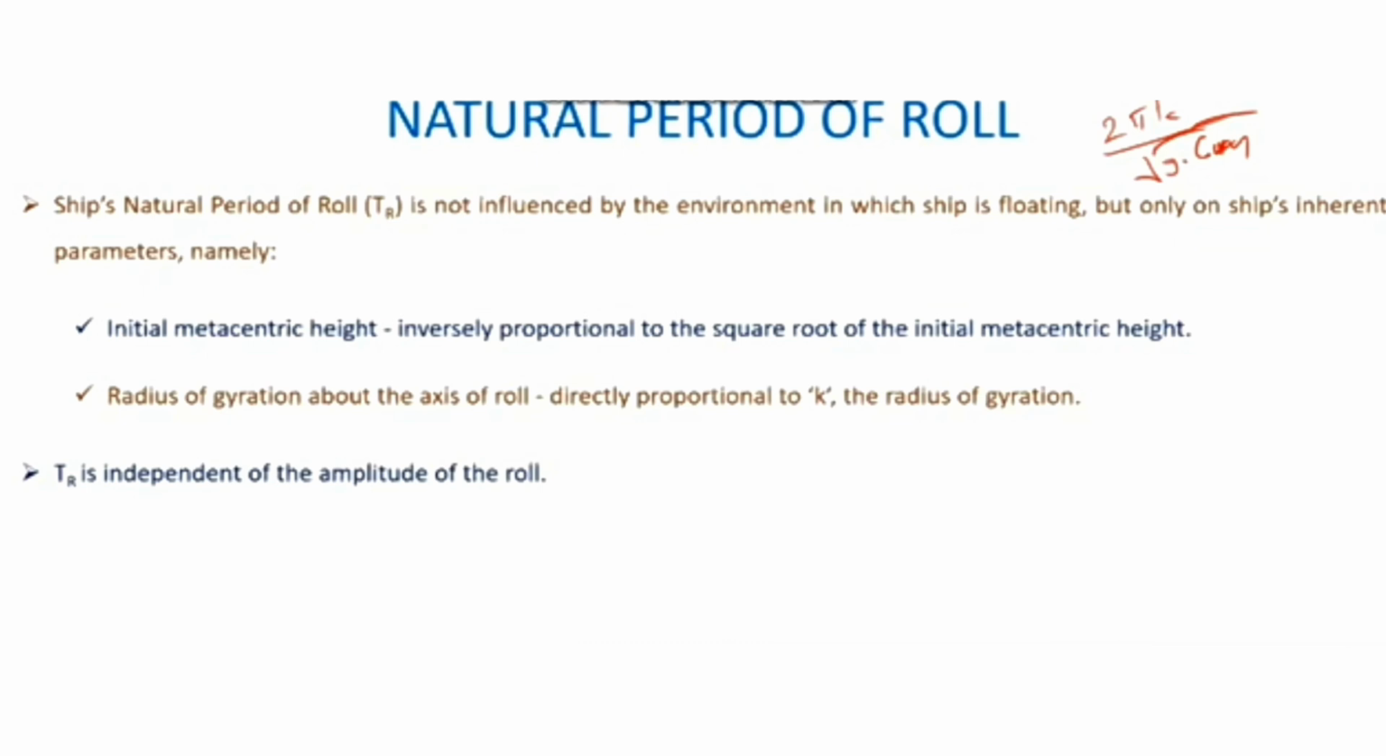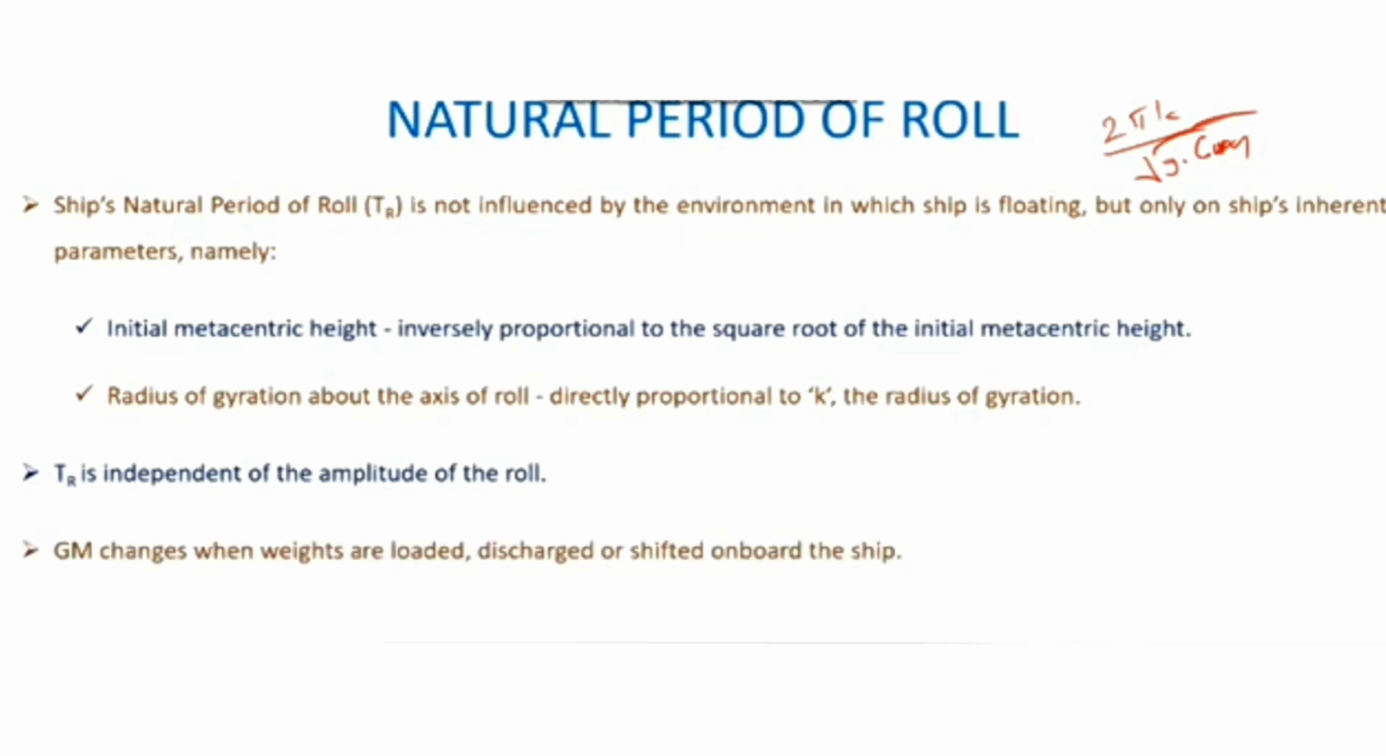When the ship is rolling, in the first roll, she may go to 7 degrees. In the second roll, she may go to 5 degrees. In the third roll, she may go to 4 degrees. Now, you see the amplitude is reducing, but with the reducing amplitude, the time period of roll does not change. So what is it saying? Time period of roll is independent of the amplitude of the roll. So when the ship goes to 30 degrees or 10 degrees, she will take the same period of roll.